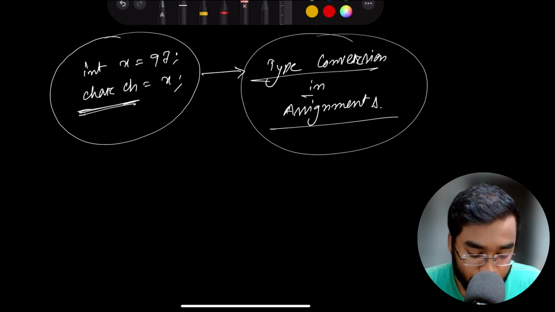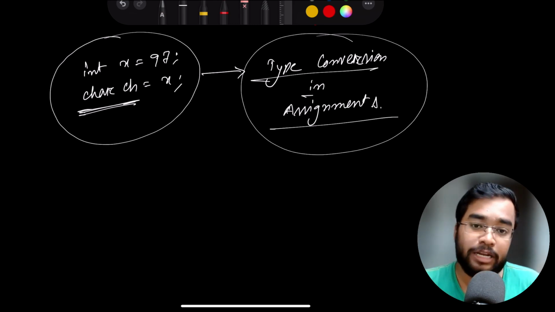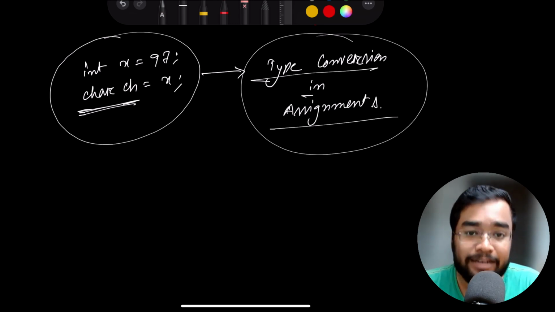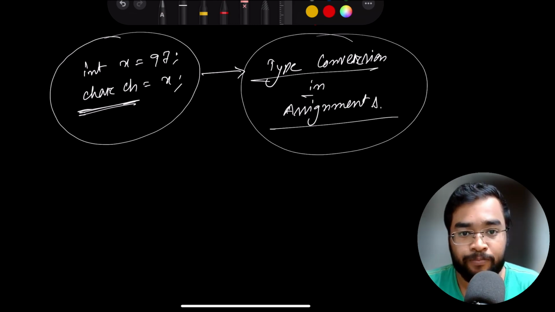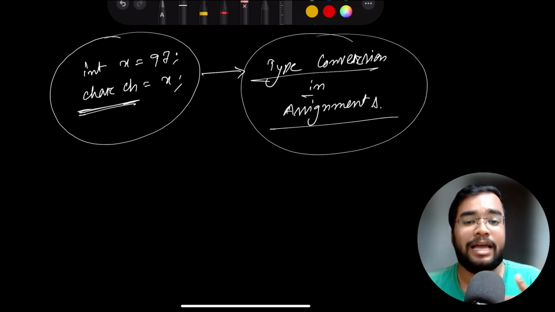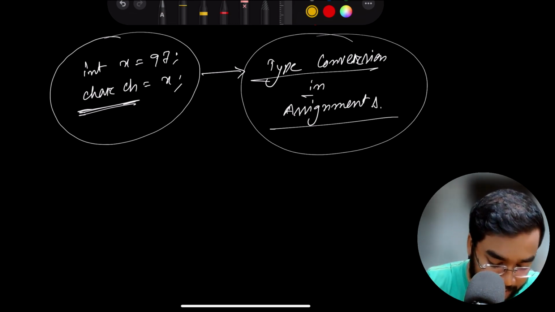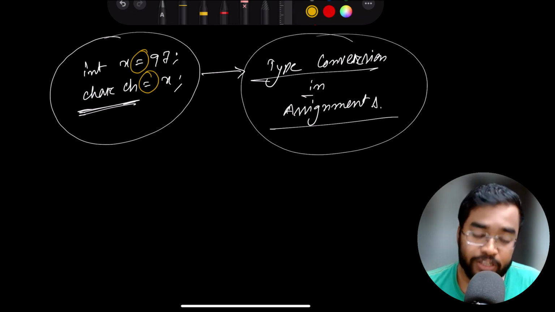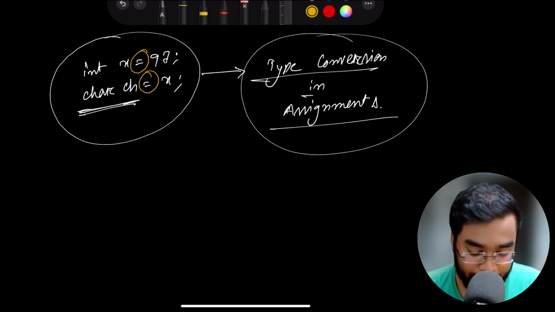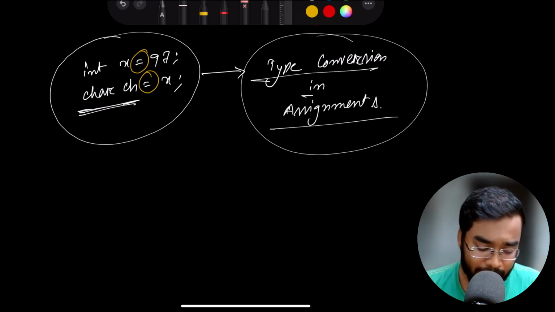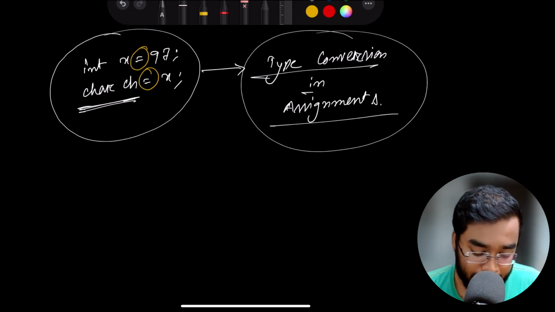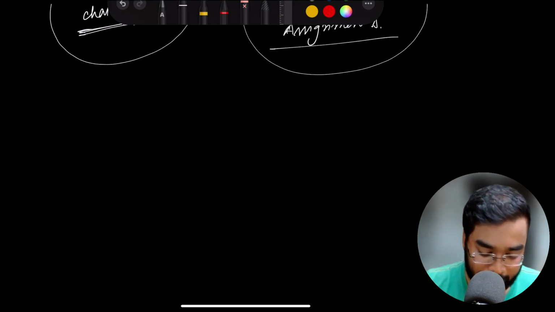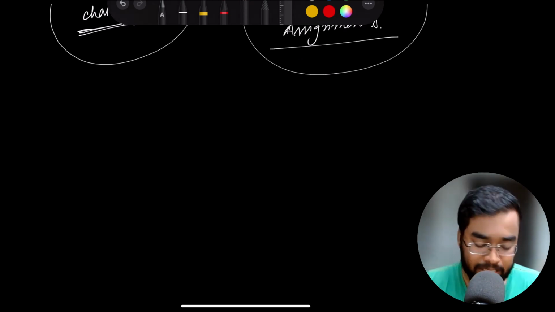Okay, so what is type conversion in assignment? It's in its name itself. Type conversion using the assignment operator. This is an assignment operator, isn't it? So type conversion using the assignment operator. Now how would it happen? For that we need to understand one thing. Let me give some examples and I guess you will have an idea.